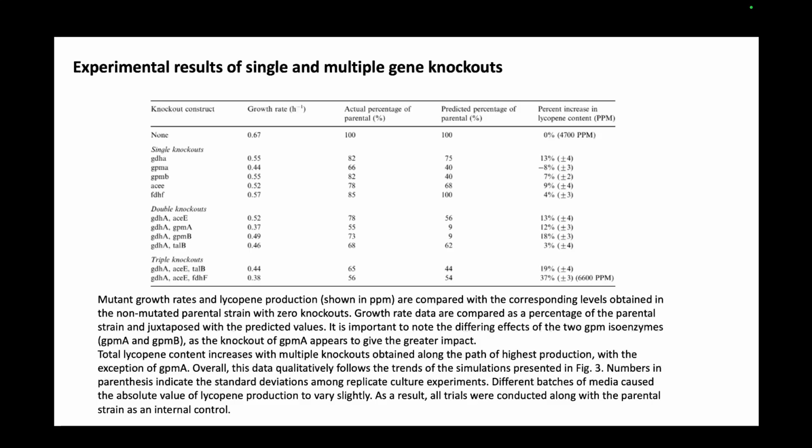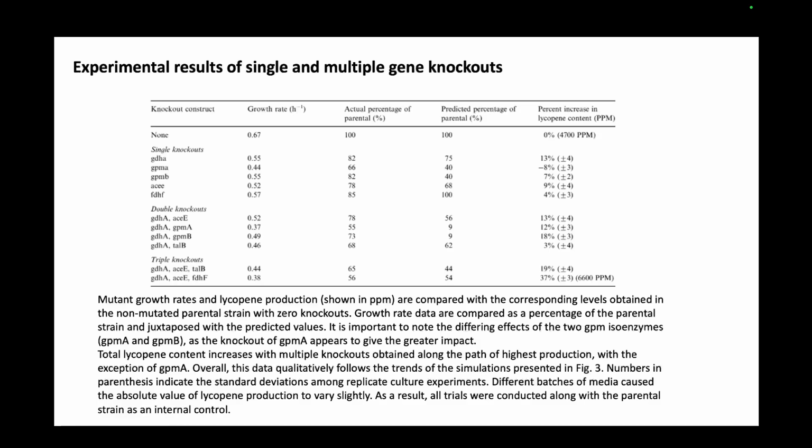And actually, these are the experimental results for the single and multiple gene knockouts. So these are your knockout constructs: single knockout with these genes, double knockout with this set of genes, triple knockout with this set of genes. And this is the percentage increase in lycopene content. So GDHA actually is giving the maximum. A double knockout of GDHA and ACE is also up there, but a triple knockout of GDHA, ACE, and TALB is 19%. No, sorry, the GDHA, ACE, and FDHF is giving the maximum, which is 37%.